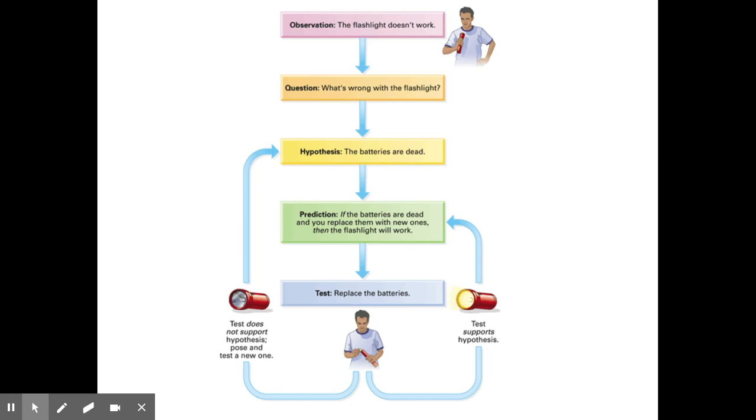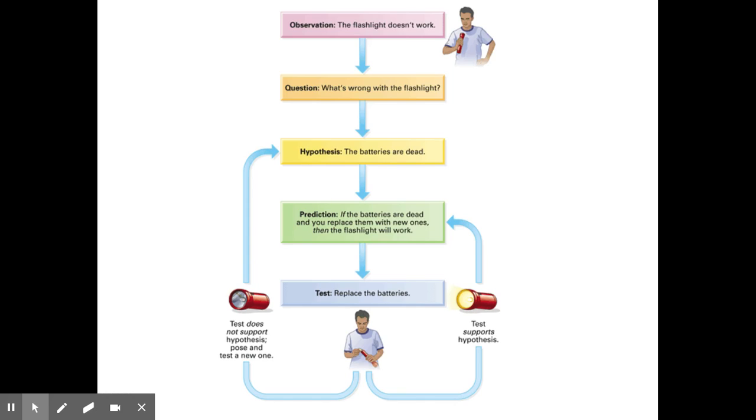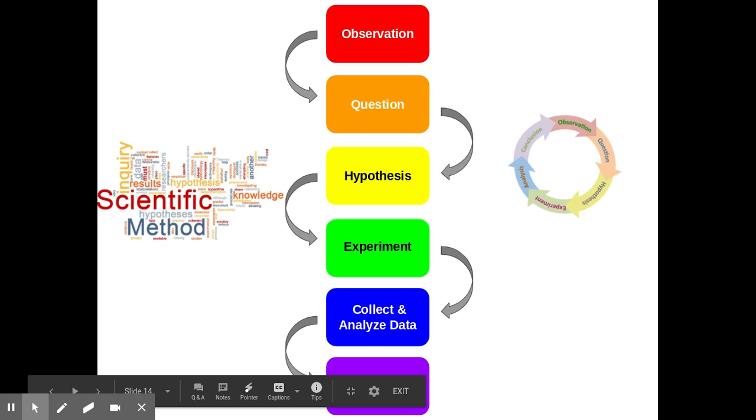If he replaces them and it does not work, then he goes back and changes his hypothesis. However, if the batteries are dead and he replaces them and he finds out that it does work, the test supports the hypothesis, that his batteries were dead, and his problem is solved. So that's basically the idea when it comes to the scientific method.